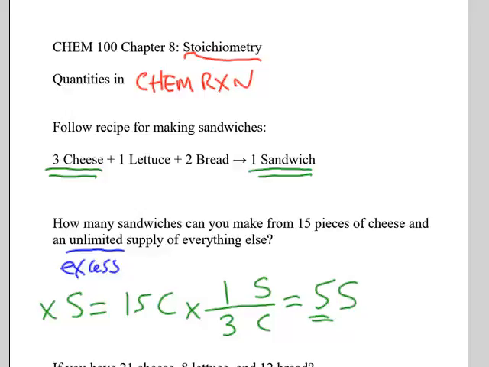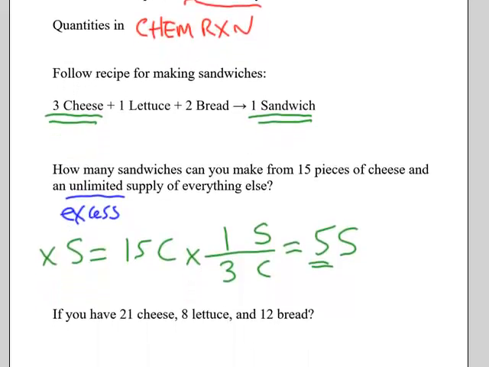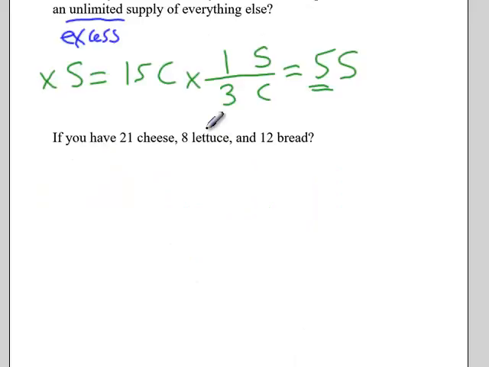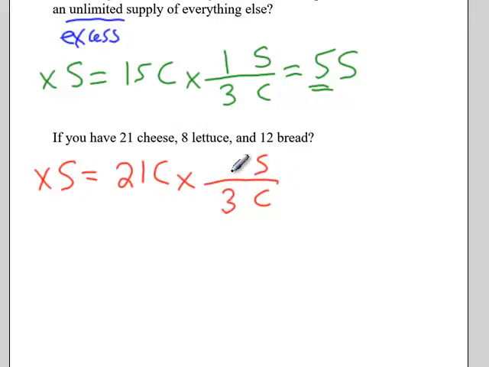By itself, that's not a very interesting problem, but if we take it to the next problem, this time we don't have an excess of everything else. We have a limited supply of cheese, lettuce, and bread. So if we have 3 reactants, we're going to do the same sort of calculation we just did for each one of those reactants. So we're going to say how many sandwiches could we make starting from 21 pieces of cheese. And we just saw the cheese to sandwich ratio was 3-to-1. So if all 21 pieces of cheese get used up, we would make 7 sandwiches. But we can't tell if that's correct until we compare the other reactants.